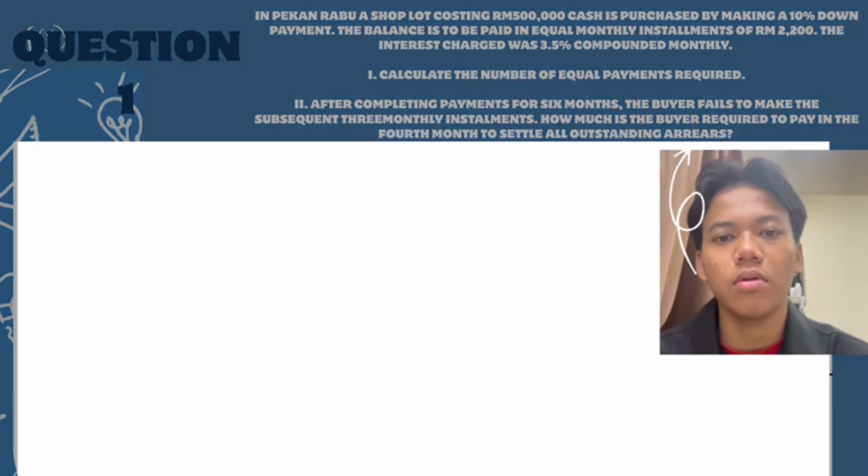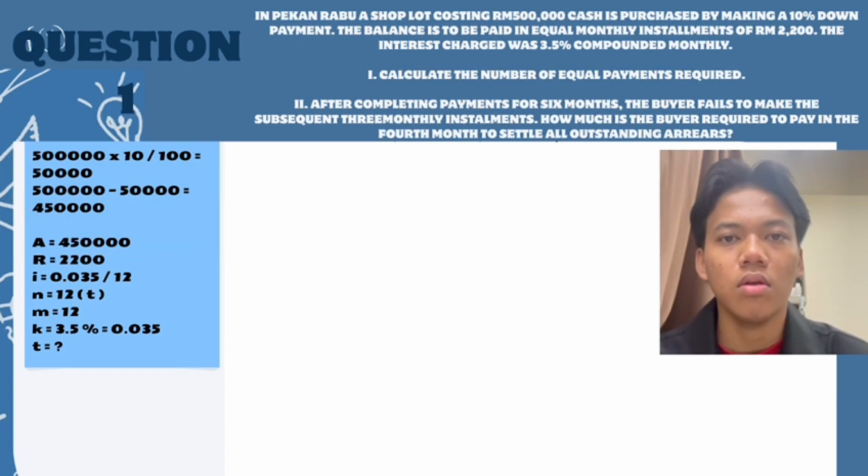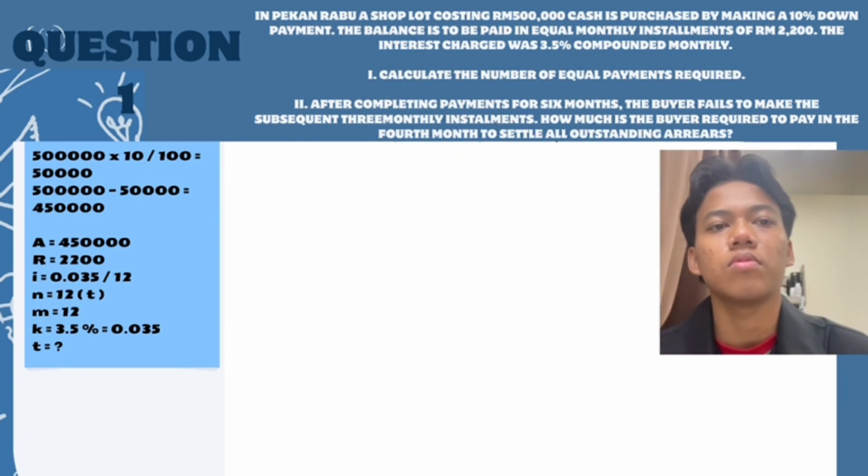The first thing is 500,000 subtract 15,000. That means the down payment. So we will get 415,000. So A is 415,000, R is 2,200, I is 0.035 divided by 12, N is 12, K is 3.5%, that means 0.035. T is unknown.